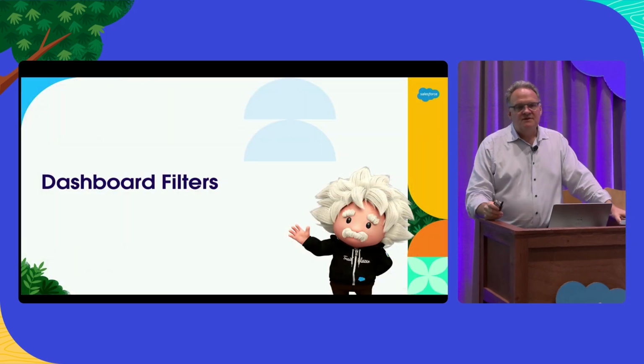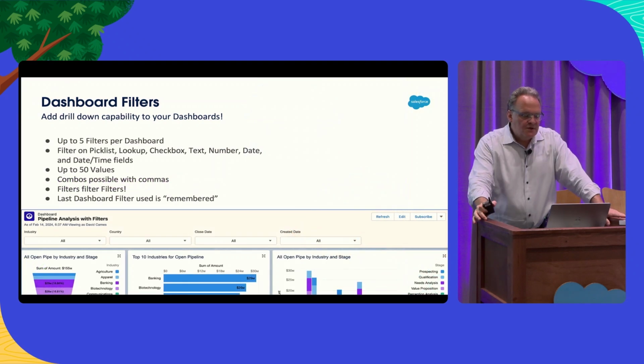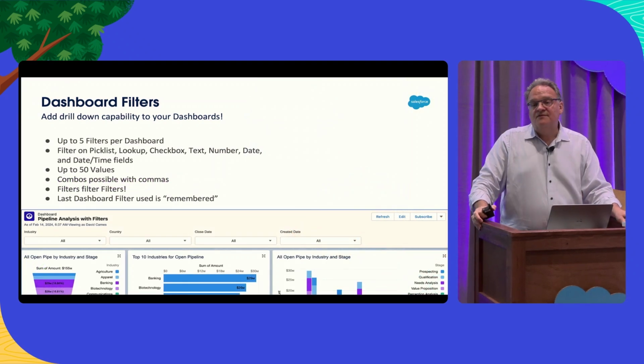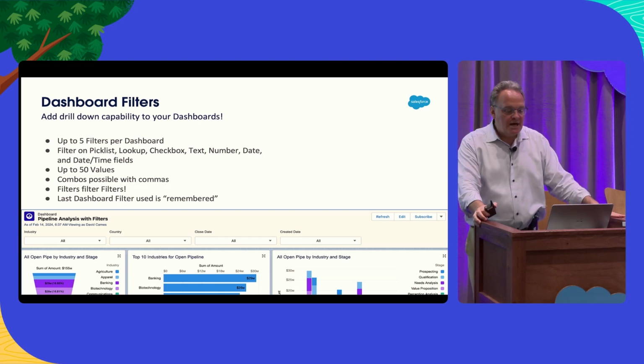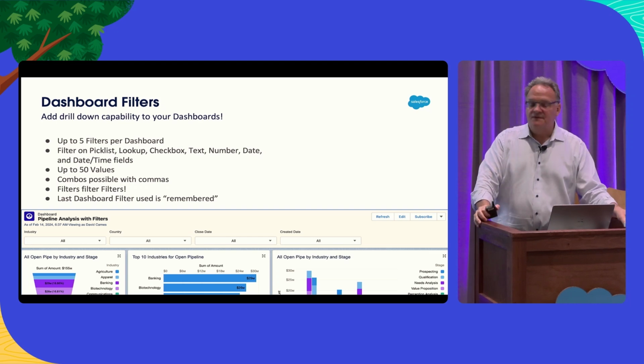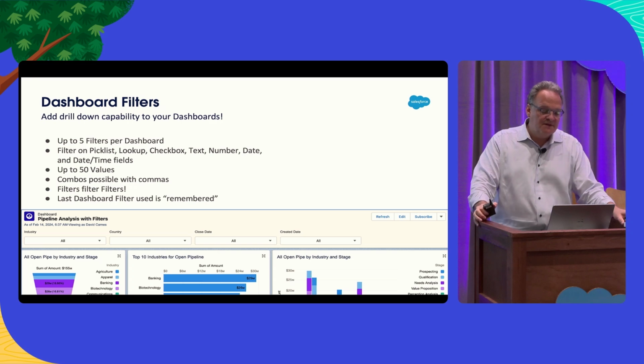All right, let's shift gears. Let's talk about dashboard filters. So we can now have up to 5 filters per dashboard. That limit was 3 for years and years and years, so it was up to 5 late last year. We can filter on pick lists. We can filter on lookups, checkboxes, text fields, number fields, date fields, and date time fields. So it's quite a lot of different types of fields.